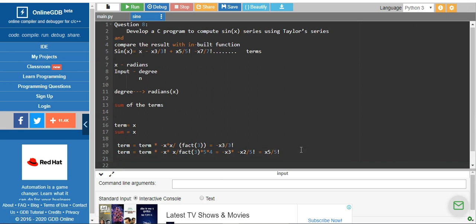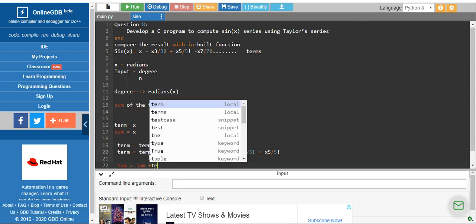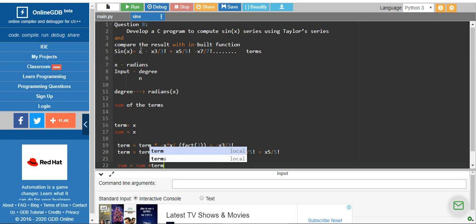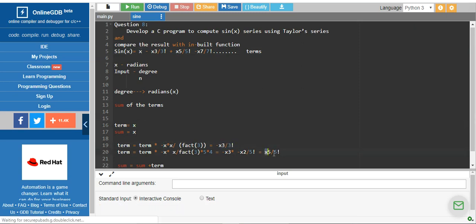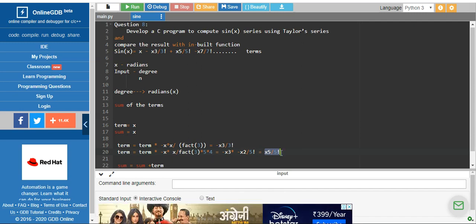Now this step, whatever I am repeating here for each and every term, should be inside the loop. After calculating every term, you are adding: sum is equal to sum plus term, because if you see this series of equation, you are doing addition and subtraction. Every term you are adding, and it depends on whether you are getting minus here. See here, the first term was positive, the second term was negative, and the third term became negative. So you are adding each and every term to the previous sum value. So this is the basics of our program.